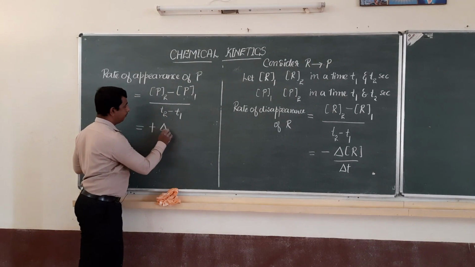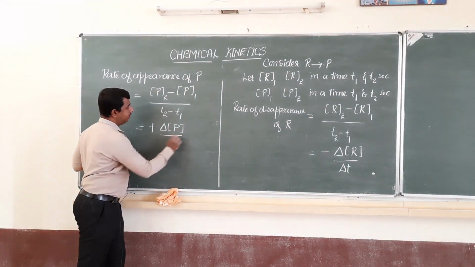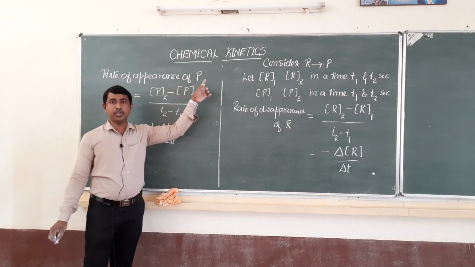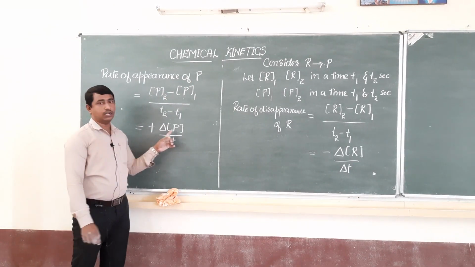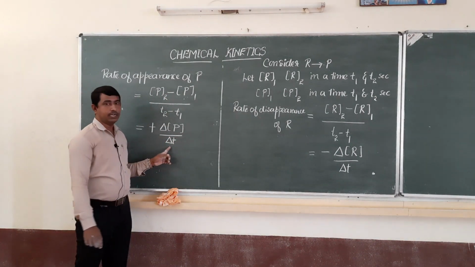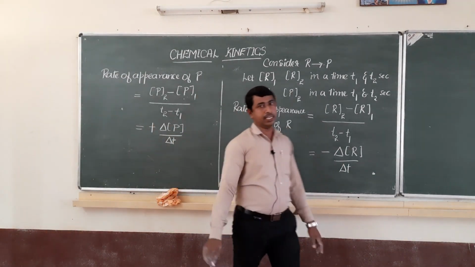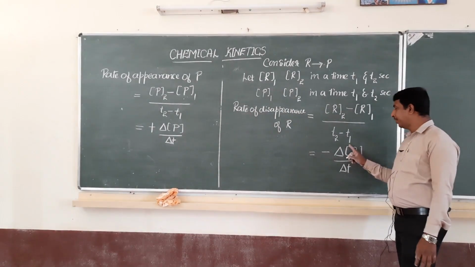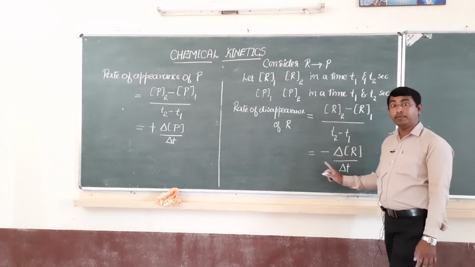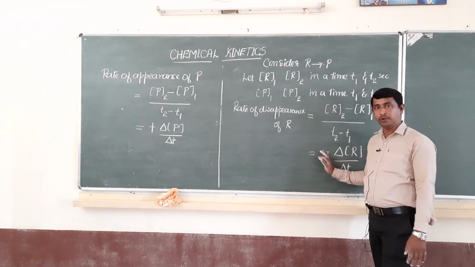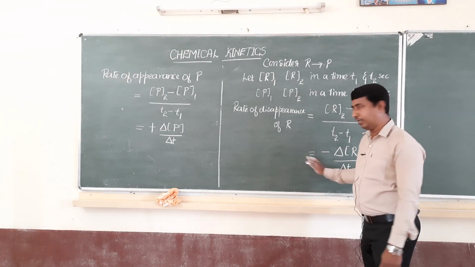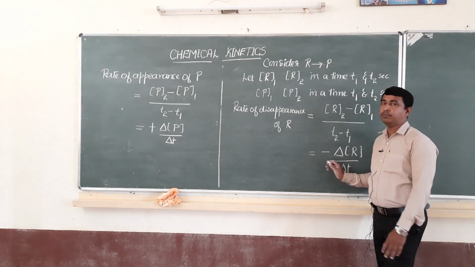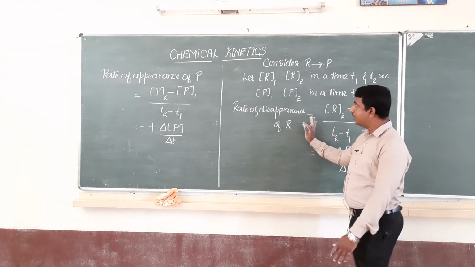So it is delta concentration of P by delta T. So the rate of the reaction with respect to product P is equal to plus delta concentration of the product divided by delta T, whereas the rate of the reaction with respect to reactant is given by minus delta concentration of R by delta T. Remember, rate cannot be a negative quantity, just as velocity cannot be negative. So rate is always multiplied by minus 1 in order to make it a positive quantity. Hope you understood this concept.